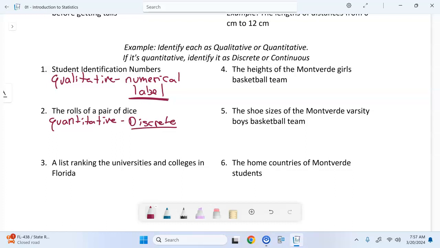A list ranking the universities and colleges in Florida. Qualitative. It's right there. It's on the list. Qualitative data.